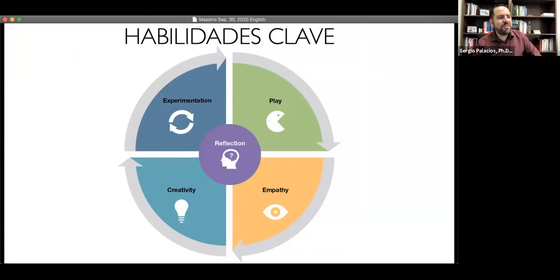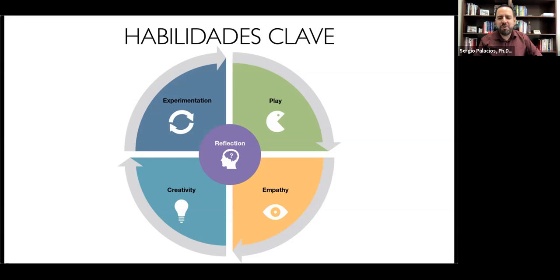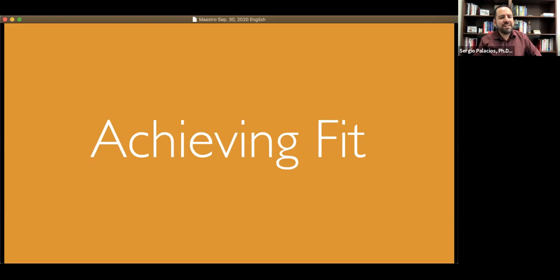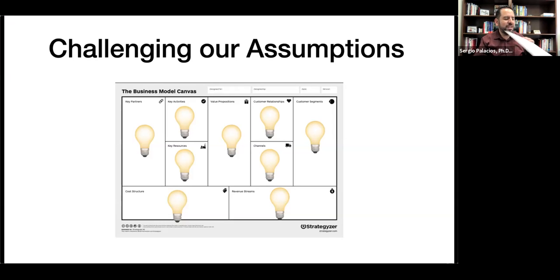So some of these are really experimentation, creativity, empathy to understand your customers, but also play, to be able to be playful, to develop multiple solutions for one same problem. That's important, and to reflect on what you learn. So let's focus on achieving fit. So how can you achieve fit?